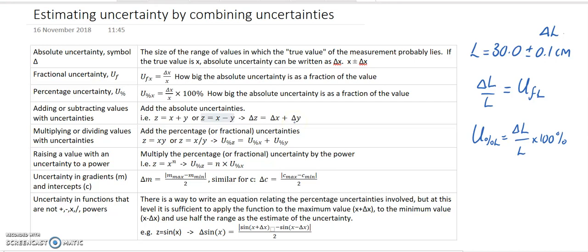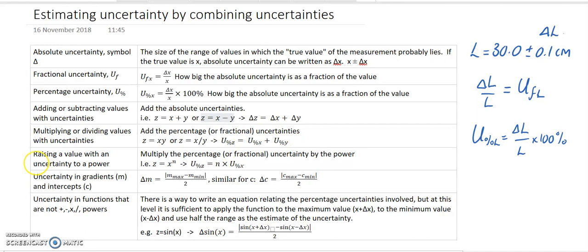Multiplying or dividing, which is much more common actually in your equations in physics, you will need the percentage uncertainty. So if z is x times y, or z is x divided by y, then the percentage uncertainty on z is the percentage uncertainty on x plus the percentage uncertainty on y. And note that it's plus for both of these. If you're adding or subtracting two values, you add the absolute uncertainties. If you're multiplying or dividing two values, you add the percentage uncertainties.